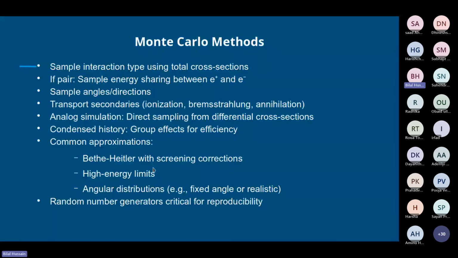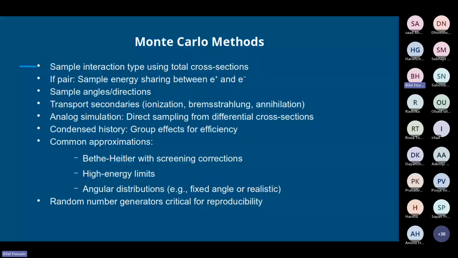Now, what is the Monte Carlo method for pair production? Once we sample the type of interaction and find it is pair production, first of all we have to find out the energy sharing between the electron and the positron. Once we find out how much energy each will share, because the photon will die out and only the two particles will come out, the next thing we have to do is sample the angles, in what direction they will be going.